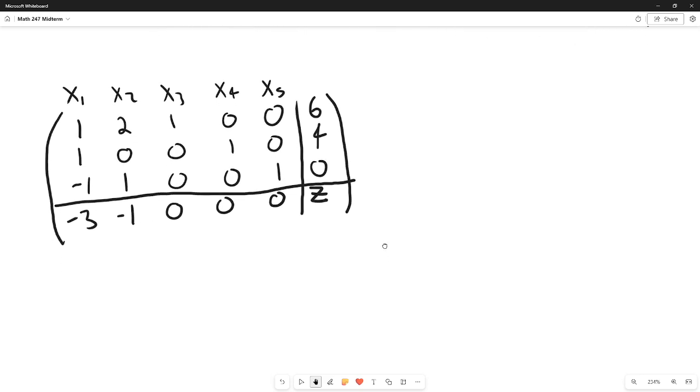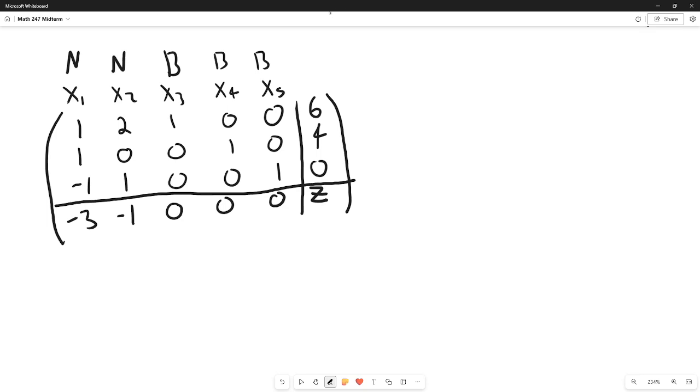Since this already is in feasible canonical form, we can find a basic feasible solution by identifying the basic and non-basic variables. The basic variables are the ones involving the 3x3 identity matrix. So B, B, B, that identifies basic. And non-basic are the ones that are not involved in that. So we can put an N.